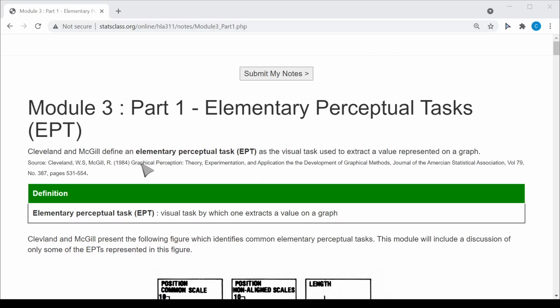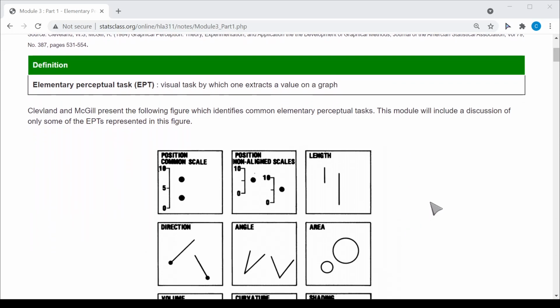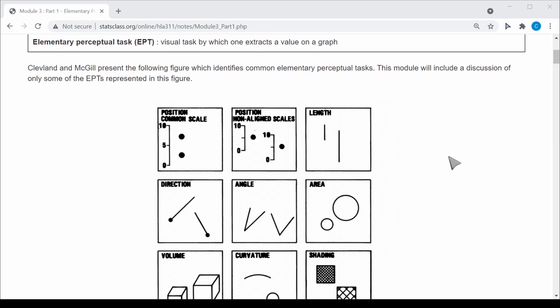So Cleveland and McGill define an elementary perceptual task, or EPT for short, as a visual task used to extract a value that is represented in a graph. They present the following figure and they identify some of the common EPTs. In this module here, I'm going to discuss some of these, but not all.